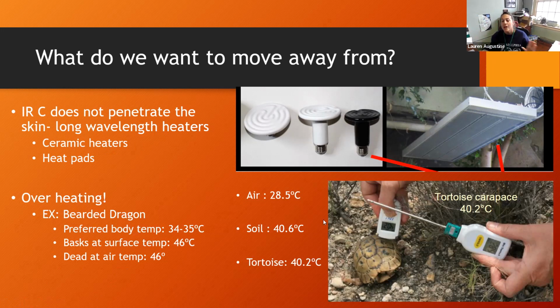There it goes. Okay, so here you can see the difference between the air temperature, the temperature of the tortoise, and the soil temperature. That's really important to remember. The temperature of the tortoise and the temperature of the soil are much hotter than the air temperature. Air temperatures at those temperatures would kill these animals. So that's another thing that you need to consider when reading temperatures and providing temperatures to our animals.